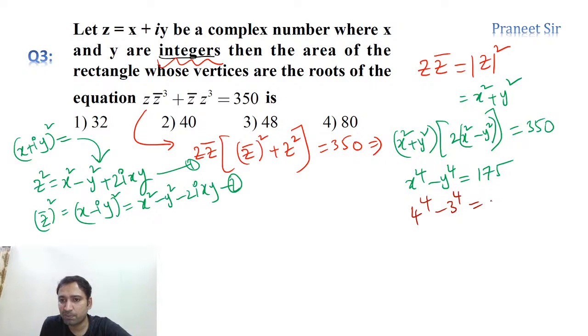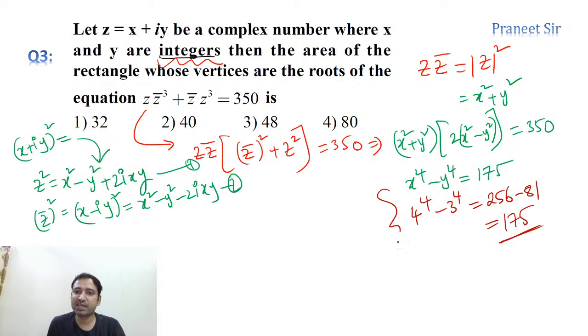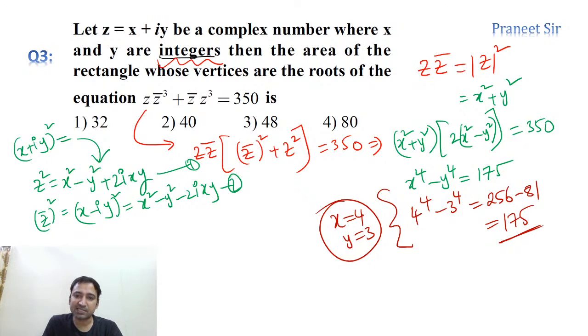Let's check it. 4 power 4 is 256. 3 power 4 is what? 81. So if you subtract it, are we getting 175 or not? Yes, it is satisfying it. So from this we can say that x equals 4 and y equals 3. But actually we are getting x equals plus or minus 4 and y equals plus or minus 3.